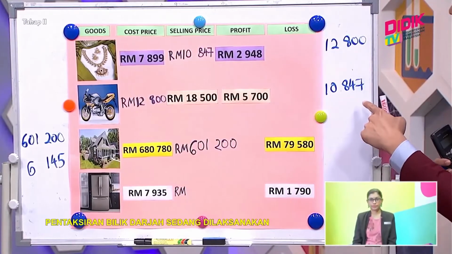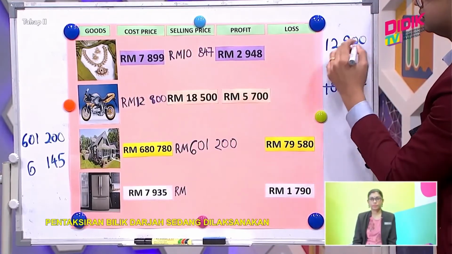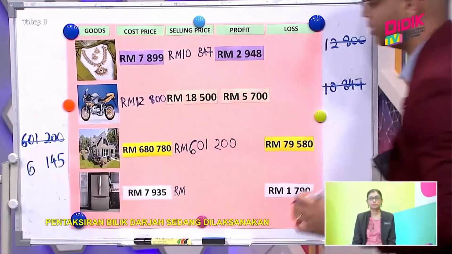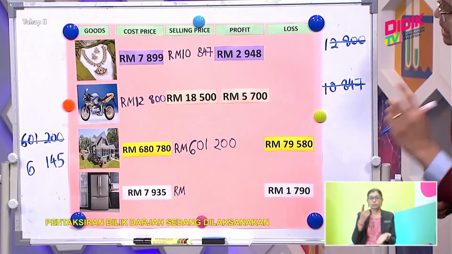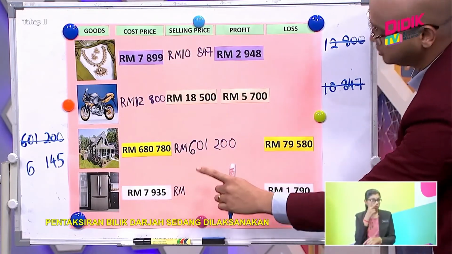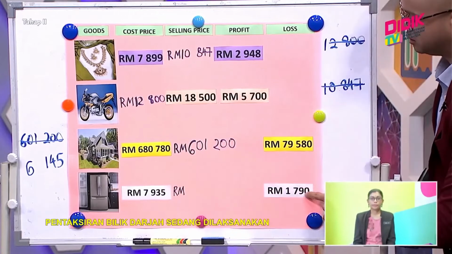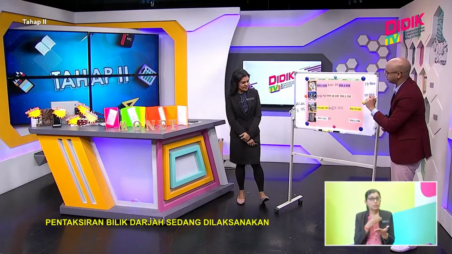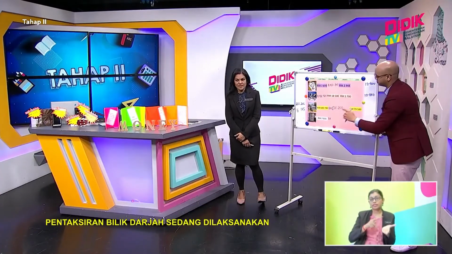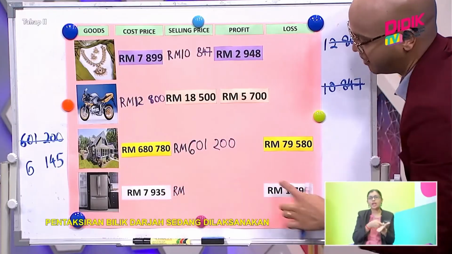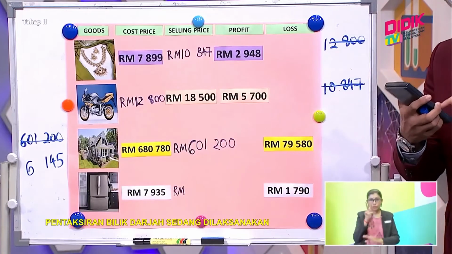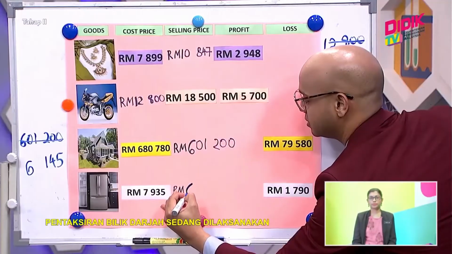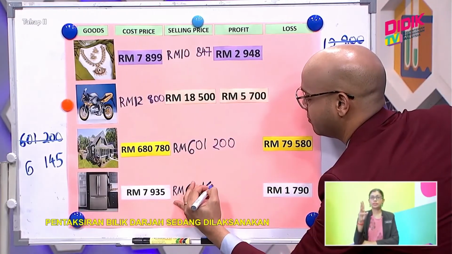Oh, looks like we already have the answers here. So this was used for this. This was used for this. We'll just cross this out. Oh, and we have one more. Let me just double check. This is a fridge. So we're given the cost price, we're given a loss, like teacher Kalai has mentioned. If it has a loss, the selling price is below the cost price. 7,935 minus 1,790. I get the same over here. So 6,100. Wow, our Sean is simply superb.